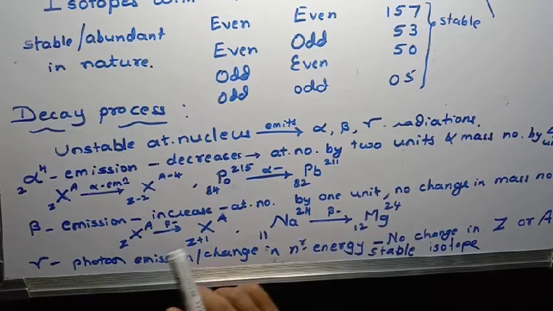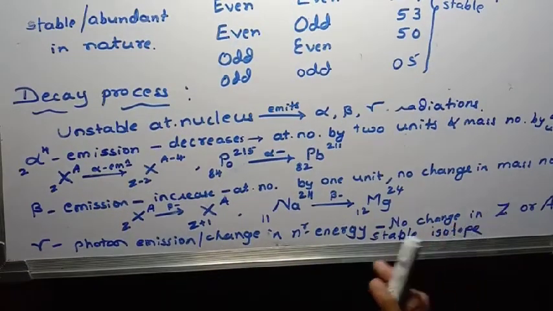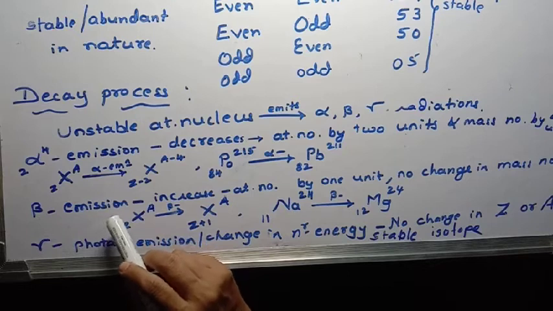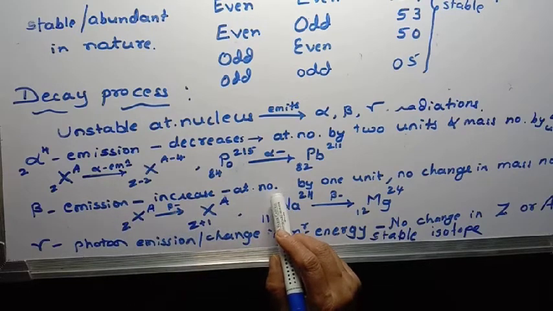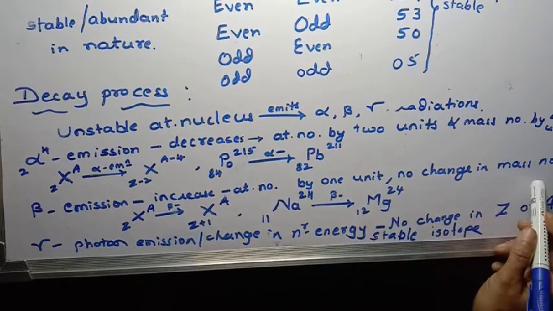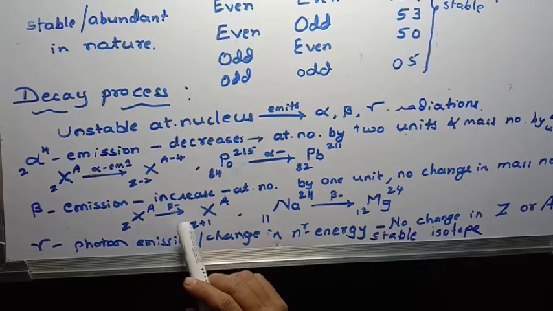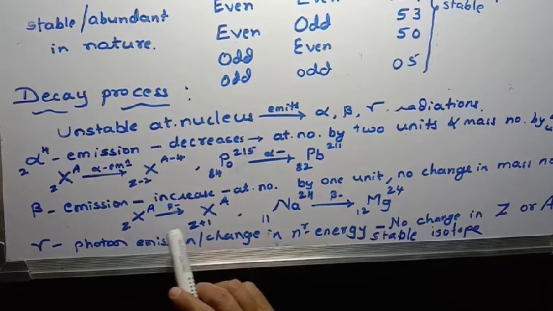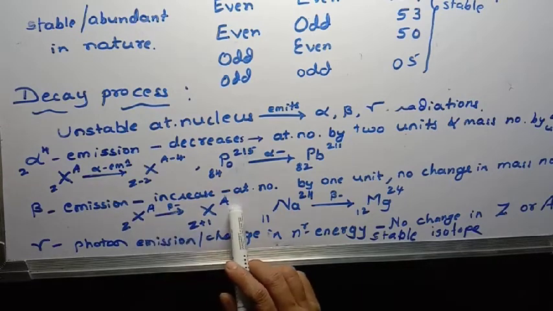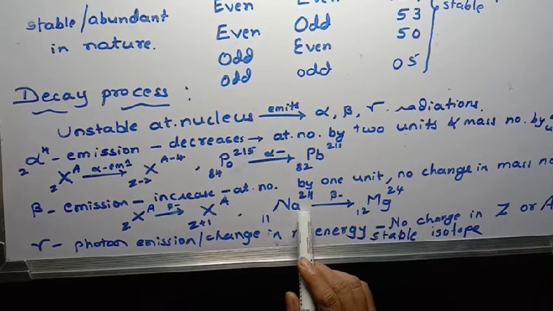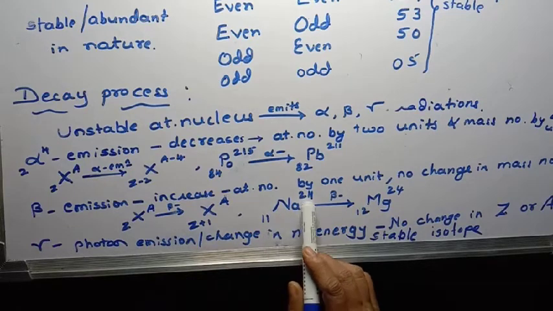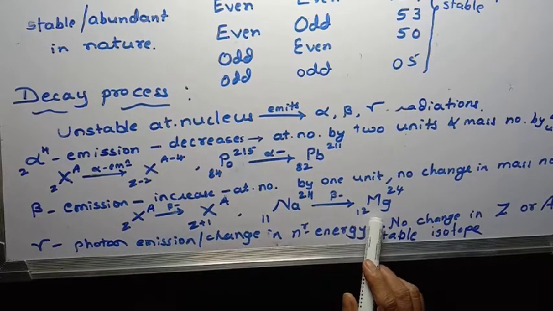Suppose the element emits beta radiation. Then there is an increase in atomic number by 1 unit and no change in mass number. Here when X emits radiation, Z increases by 1 unit but A remains the same. An example is sodium 11, 24. When it emits beta radiation, it becomes magnesium.